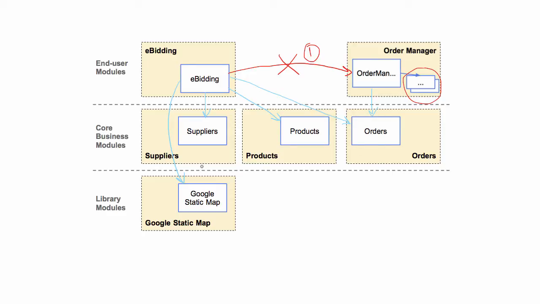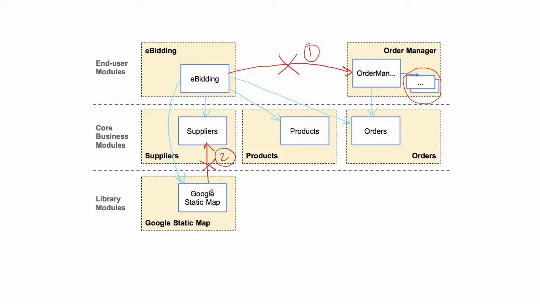The second rule is no bottom-up references between modules in different layers. A module is no longer business agnostic if it depends on business concepts. So for instance, if we would create this reference here from Google Static Map to the suppliers module, this means that this is no longer a generic module because it depends on a business concept of suppliers. So these should not be created.